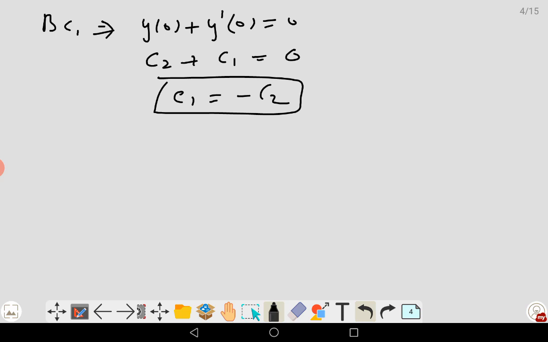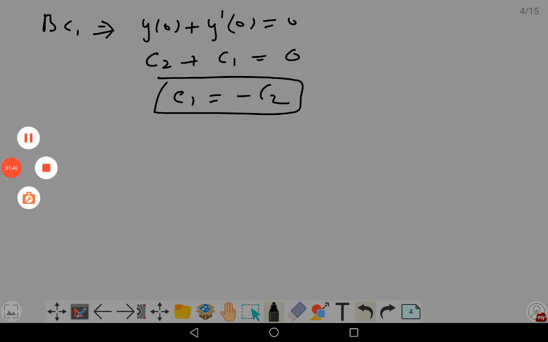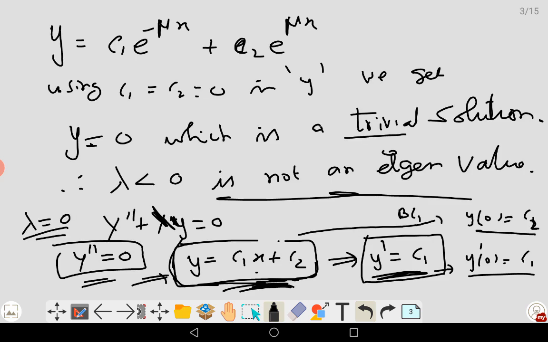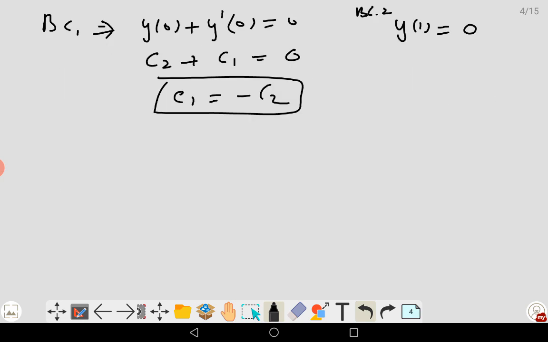Now second boundary condition. What is the second boundary condition? y of 1 is 0. We need it or not, we'll check. In this equation, take x equal to 1. Again you get C1 plus C2 is 0. So it's enough. Both are representing the same equation, C1 plus C2 equal to 0. So one constant is the negative version of the other constant.